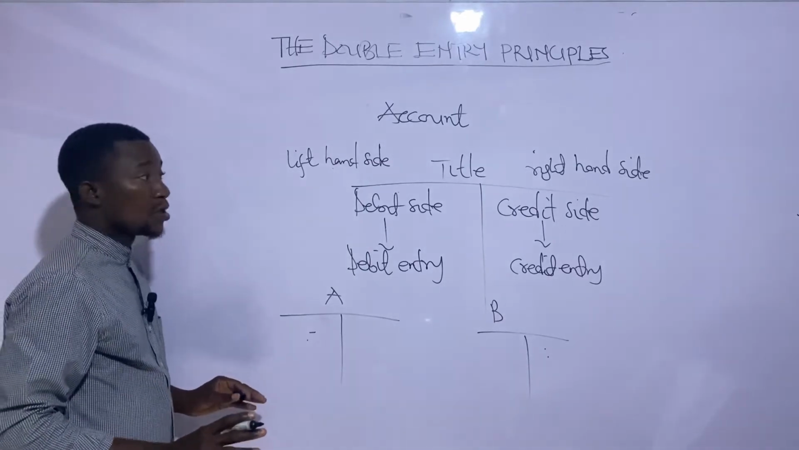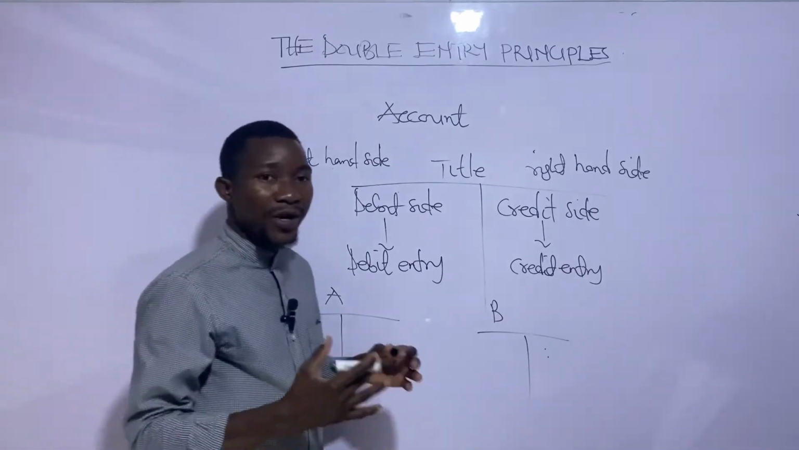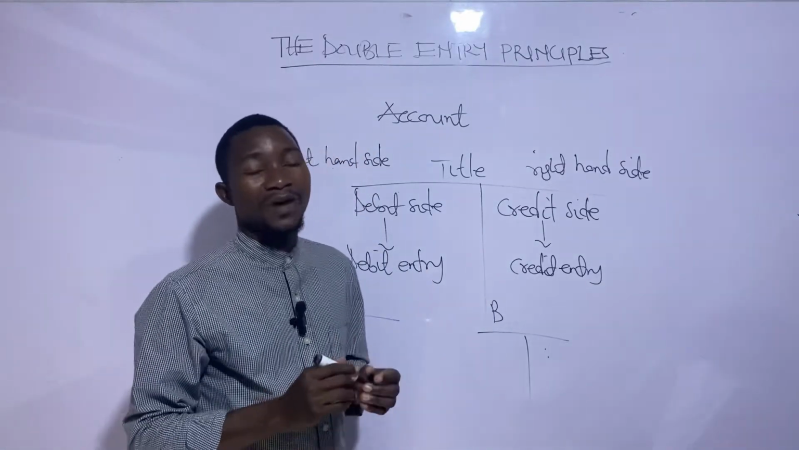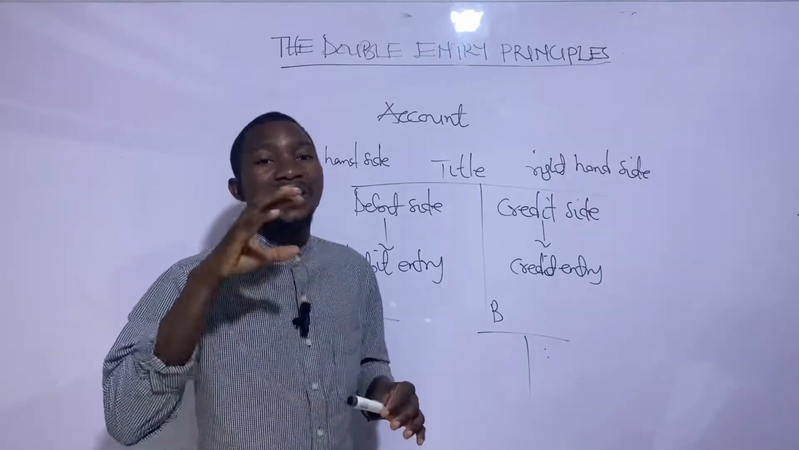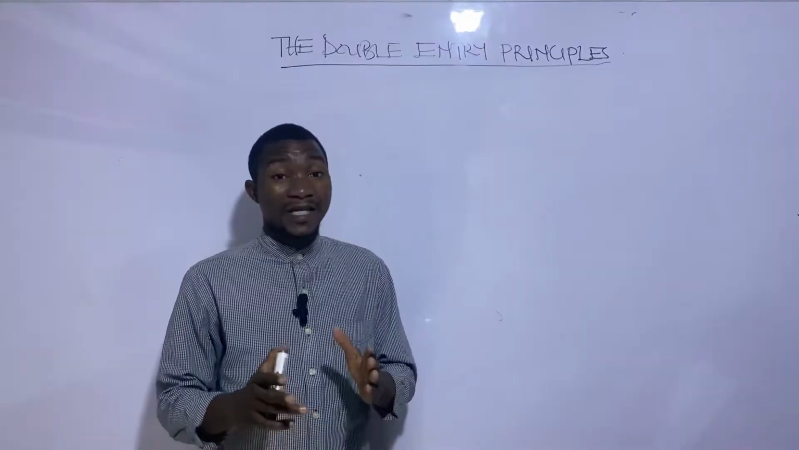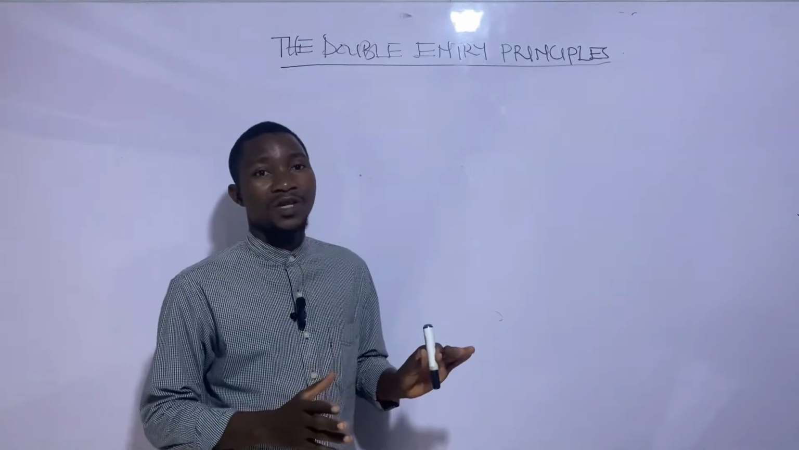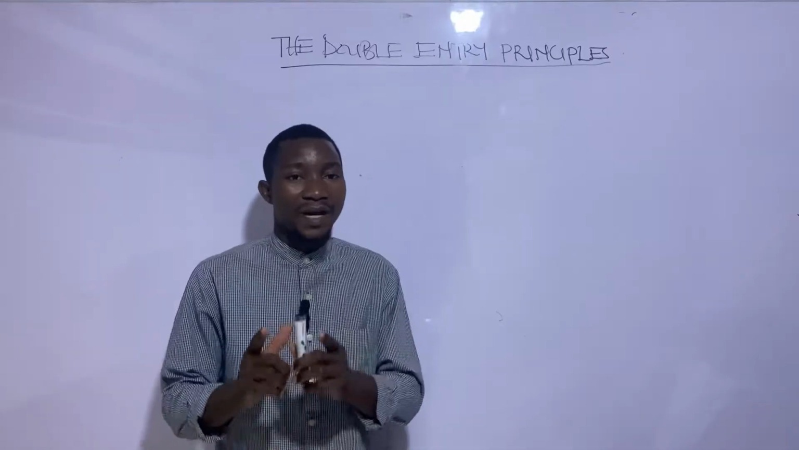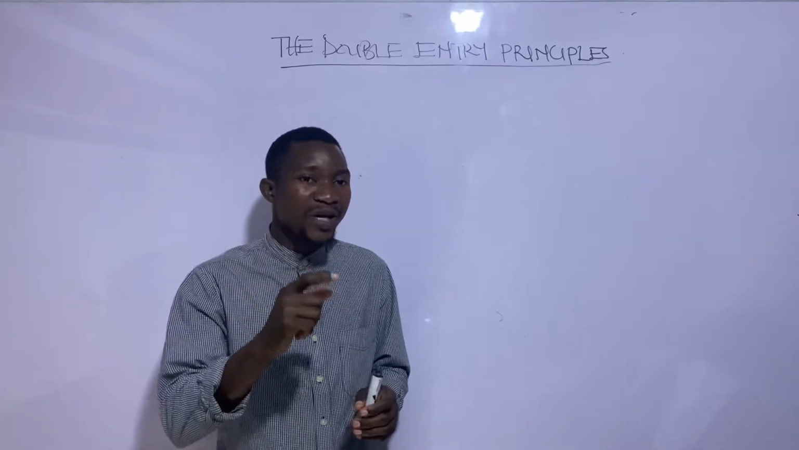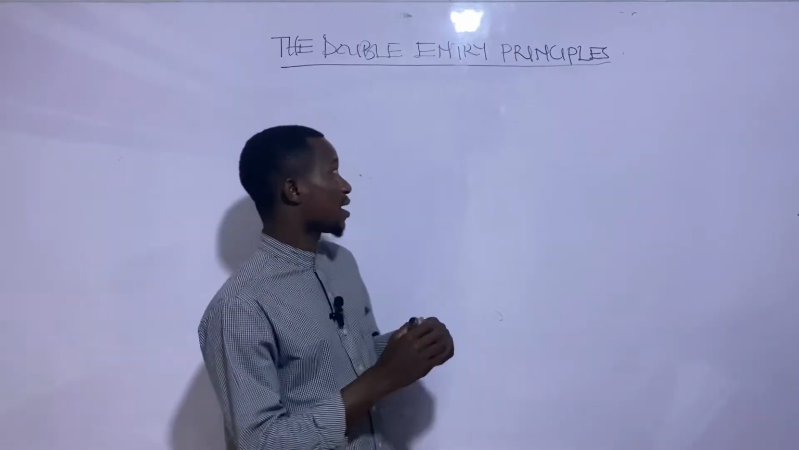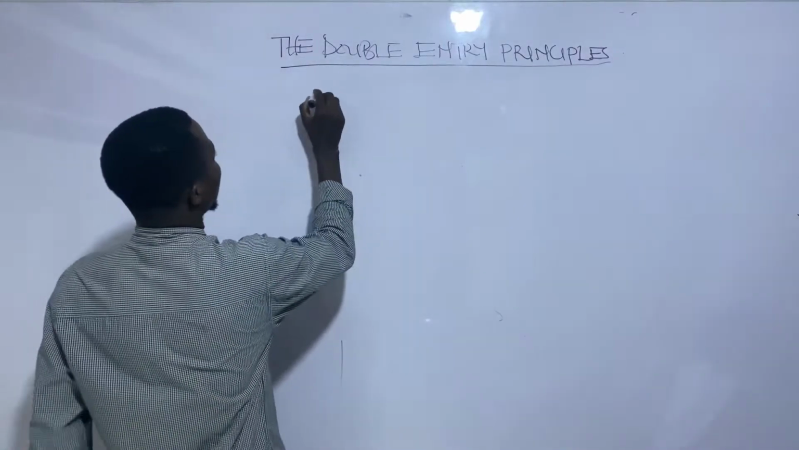Is that okay? So before we proceed to go into details of this double entry, let's look at the classification of an account so that we know which account should be debited, which account should be credited. It is very prudent to know the classification of an account because for each class of an account, there is a double entry rule that guides it. Is that okay? So let's look at the classification of an account.